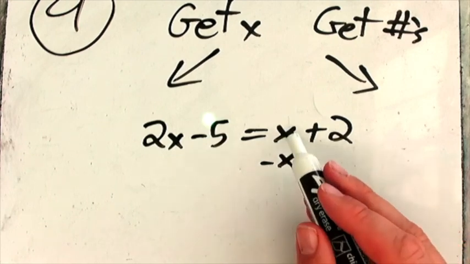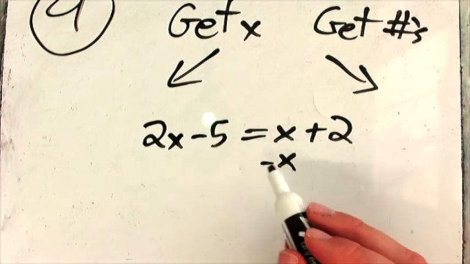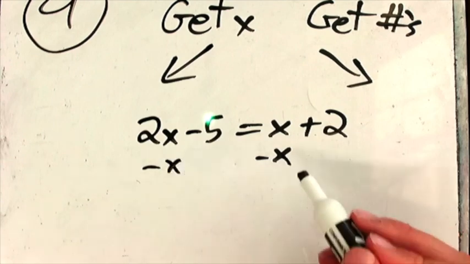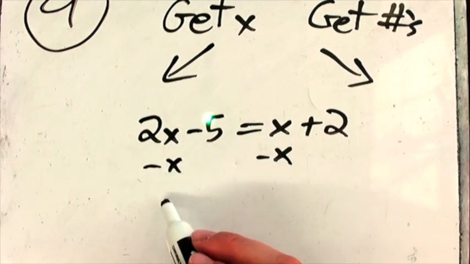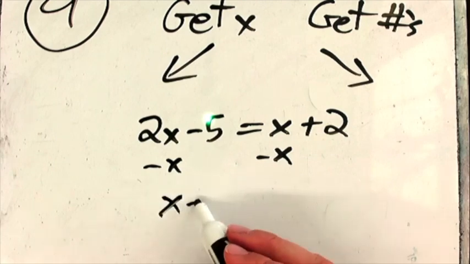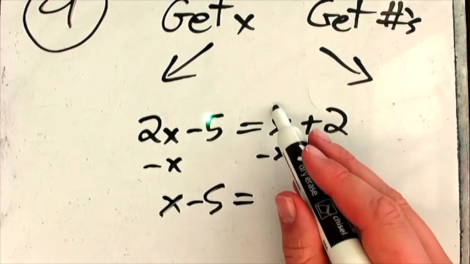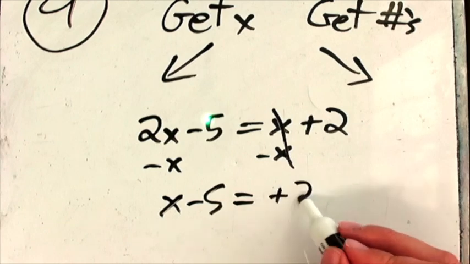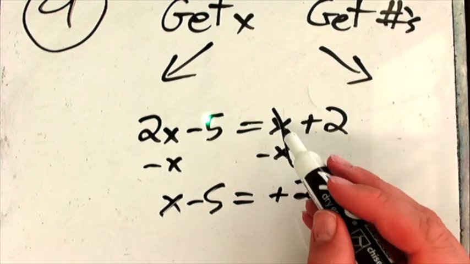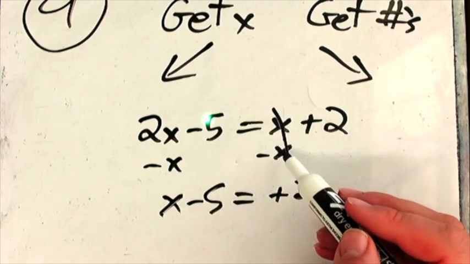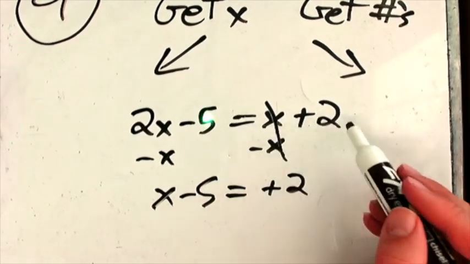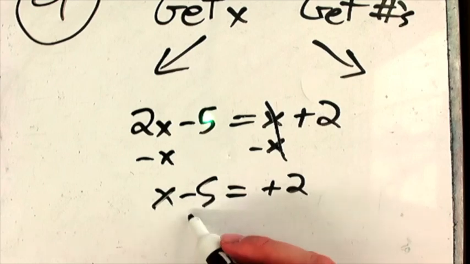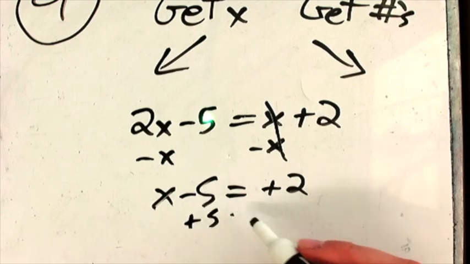I'm going to take x, subtract x, and because I subtract an x on this side, I have to subtract an x here. 2x, take away an x, just gives me 1x, or just x. Minus 5 equals, well, those canceled, and I'm left with plus 2. Why did those cancel? X, take away itself is nothing left there. So I got 0 x's plus 2. Then I have to add 5 to both sides.